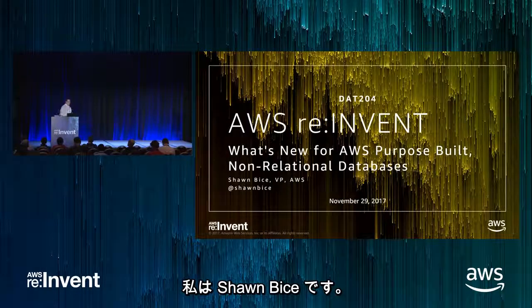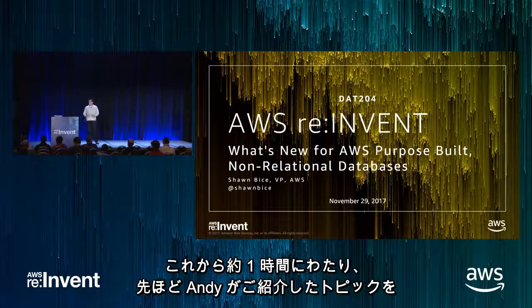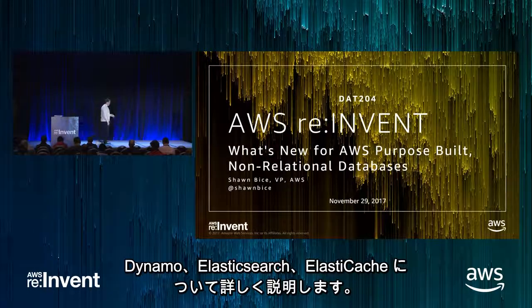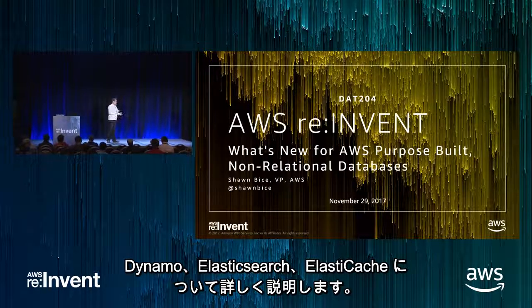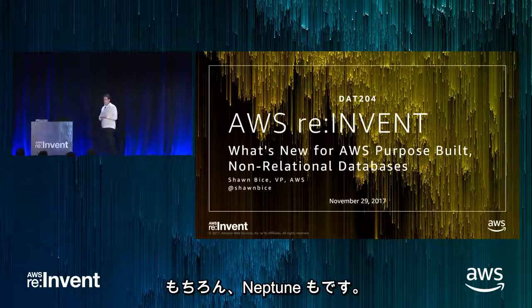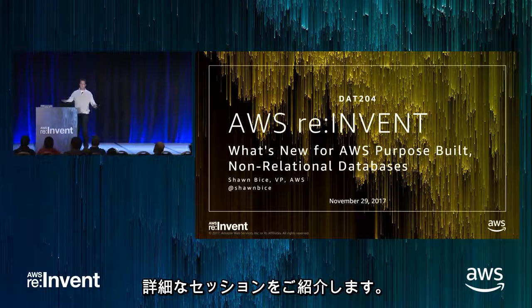By way of introduction, my name is Sean Bice. I lead a number of the non-relational services in AWS. So over the course of this hour, we'll provide some more updates about what you heard from Andy this morning. So we'll talk a little bit more about Dynamo, Elasticsearch, Elasticache, of course, Neptune. At the very end of the talk, we have pointers to detailed sessions for all these things.